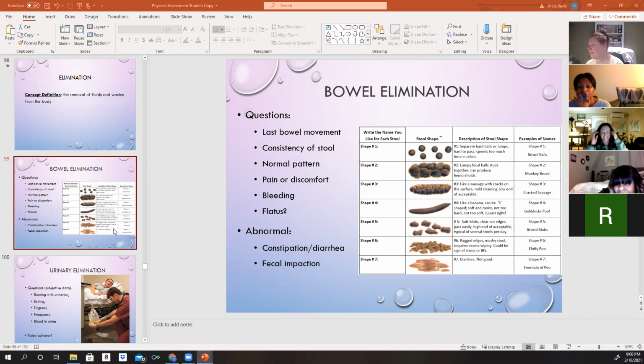Then number 5 is typical with several stools a day. The 6th one is what you would see, could be signs of stress or IBS. They call that fluffy poo. And then diarrhea, which is not good. Fountain of poo. It's great. Be a nurse, they said. It'll be fun.